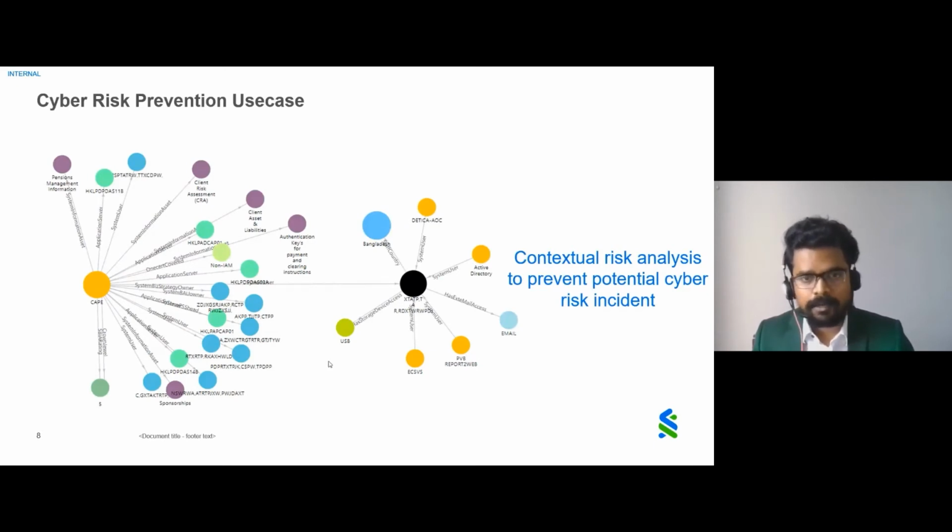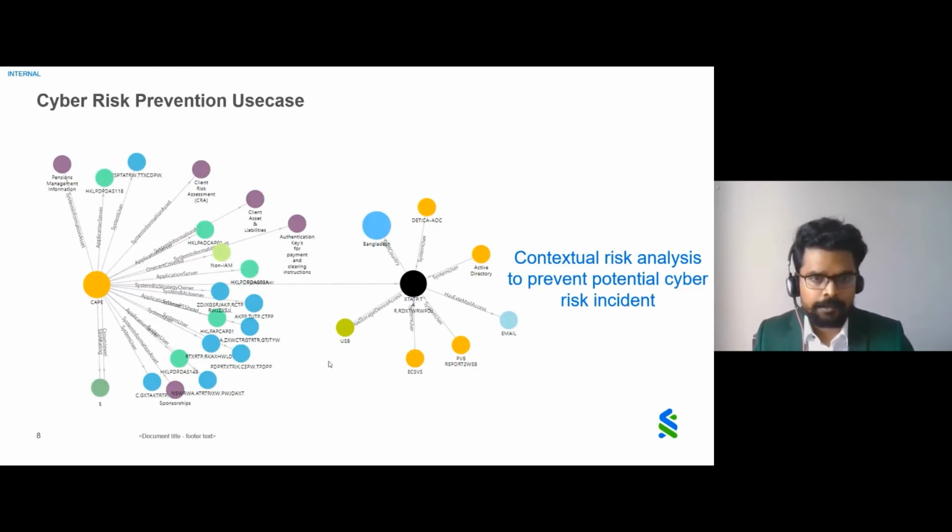Potentially they might do a deep dive into further details and see how it can be prevented with a mitigation, or maybe more remediation steps. So this is one example. Currently, within the bank, we are embedding such intelligent insights into various applications. This is one example.